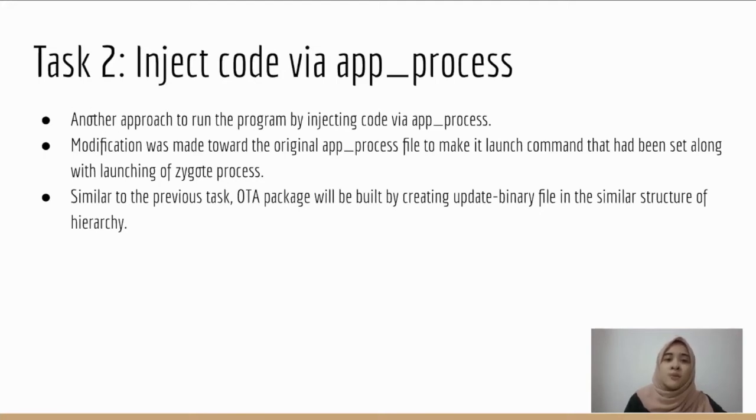So this app process will start the Zygote daemon, whose function is to start an application. So for this task, a modification will be made to the app process file to make it launch something that we set along with the launching of the Zygote process. And similar to the previous task, the OTA package will be built by creating an update binary file in a similar structure of folder hierarchy.